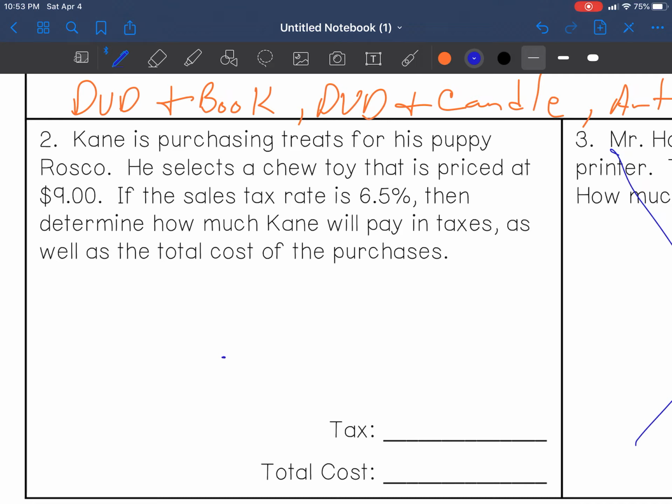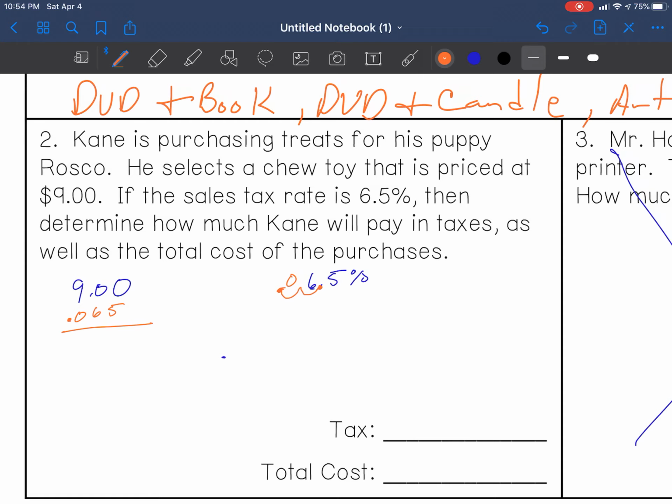Kane is purchasing treats for his puppy Roscoe. He selects a chew toy that is priced at $9. If the sales tax rate is 6.5%, then determine how much Kane will pay in taxes as well as the total cost of the purchase. All right, so we know we're going to use $9. Now, 6.5%. I cannot multiply in percents, so to make it a decimal, my decimal is right here already. So I have to move it twice to the left, 1, 2. So I got 0.065.